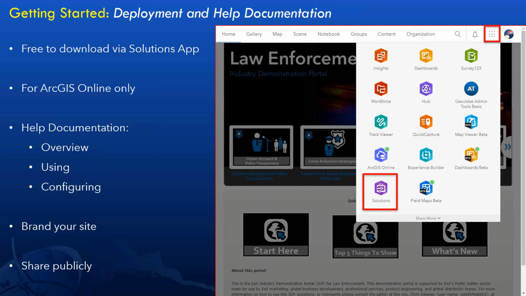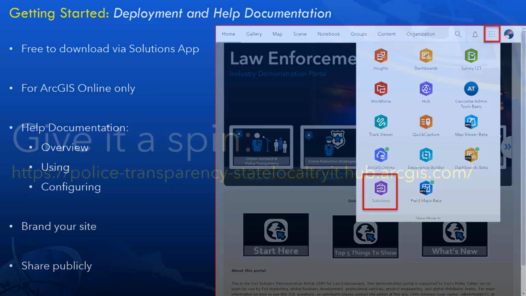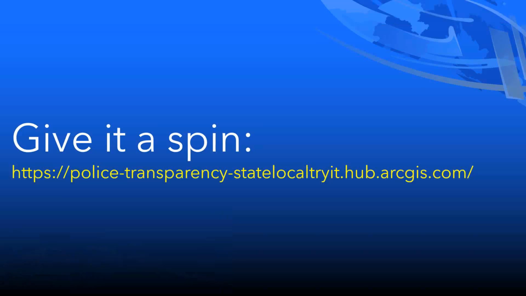And then once you've got it deployed, you've read through the help documentation and loaded your data, then it's just branding the site, and you can turn it on and share it publicly, and it's ready to use. We will share this link out to you, but this is the link if you're interested and want to explore what I've just shown you today. You can find it at policetransparency-statelocaltriad.hub.arcgis.com.